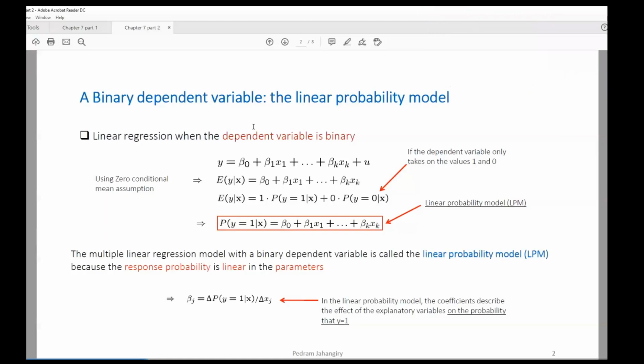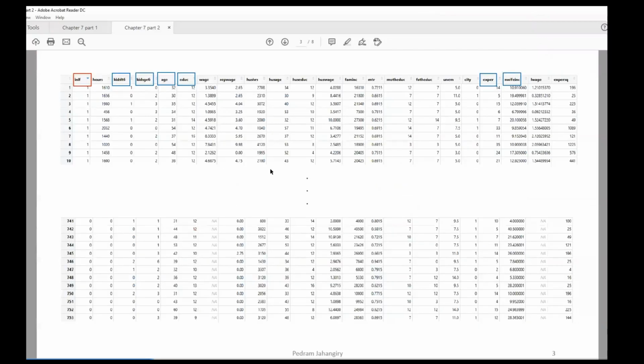So if you want to interpret that coefficient, beta j, that's the effect on the probability of success. In the linear probability model, the coefficient describes the effect of the explanatory variables on the probability that y is equal to 1, right? So if x increases by 1 unit, the probability of success is going to increase or decrease by beta j. Okay, so this is how we interpret that. Now let's look at an example, and we're going to stick to this example for the rest of the presentation today. Imagine this is your raw data.